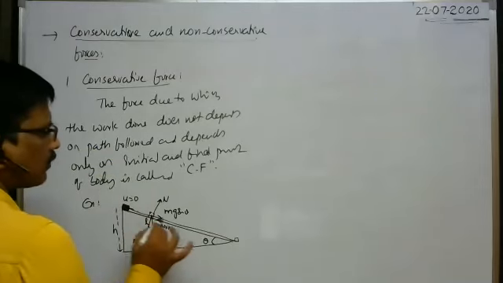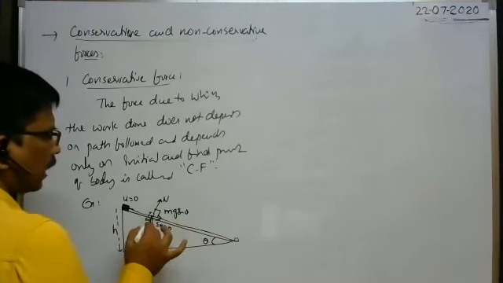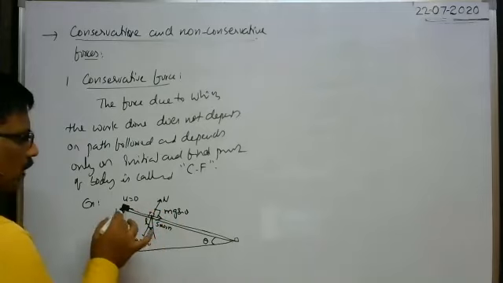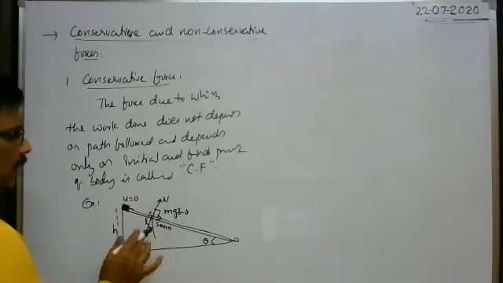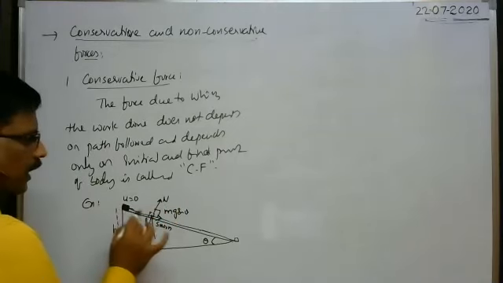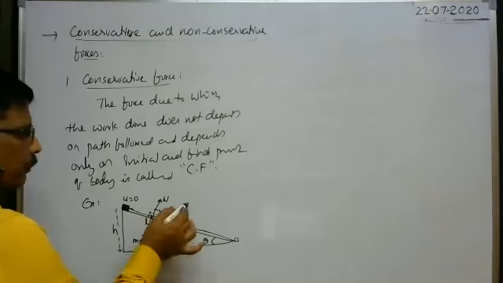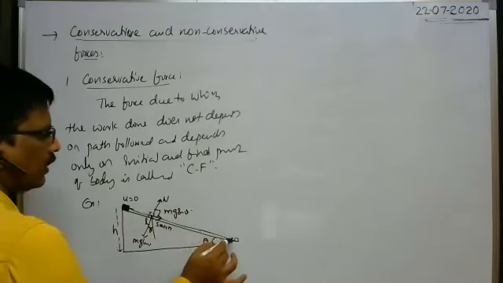Whenever the block slides down along the smooth inclined plane, the normal reaction is perpendicular, and the weight component mg cos theta is also perpendicular to the displacement of the body. That's why due to this normal reaction and weight component, no work is done. But along the direction of displacement, the weight component that acts is only mg sin theta. Because of this weight component only, the body slides down along the inclined plane and reaches the bottom.